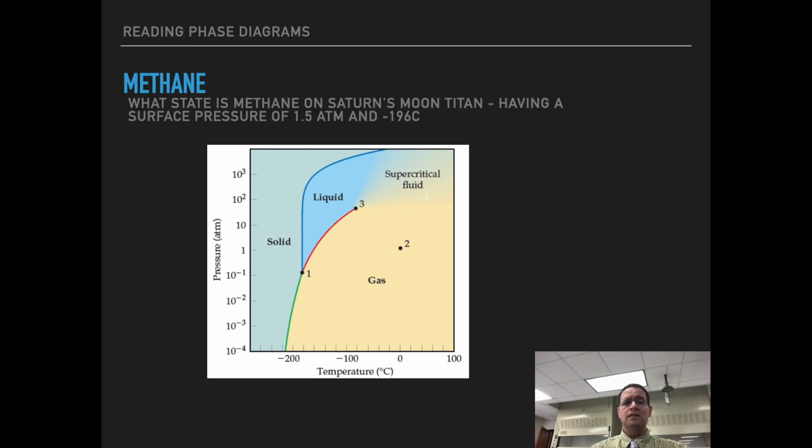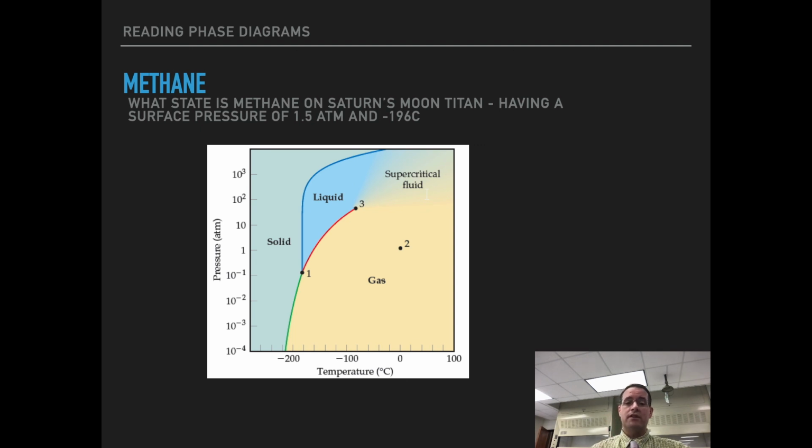All right, what is the state of methane on Saturn's moon Titan, having a surface pressure of 1.5 atmospheres and negative 196 degrees Celsius? So you find 1.5 atmospheres, a little above the 1 atmosphere mark, and you move to the right and find negative 196 there, and you can see it's right around the liquid solid part. As I mentioned, you could have liquid methane and solid methane on the moon Titan, so it's around solid or liquid there. So that's basically it for phase diagrams.